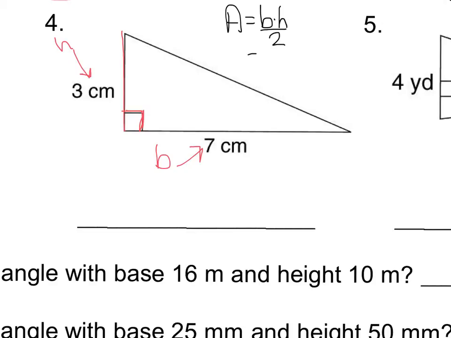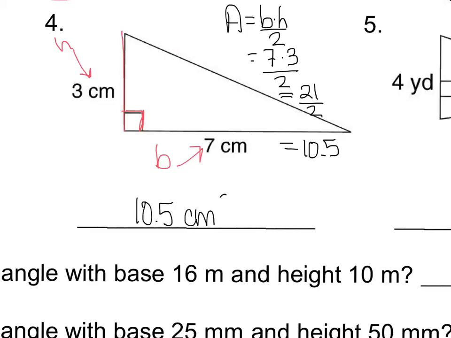Plug that into my formula, so I'll do 7 times 3 divided by 2. 7 times 3 is 21. Then I have to divide that by 2. 21 divided by 2 is 10.5. My units are centimeters, and I'm talking about area, so my final answer is 10.5 centimeters squared.